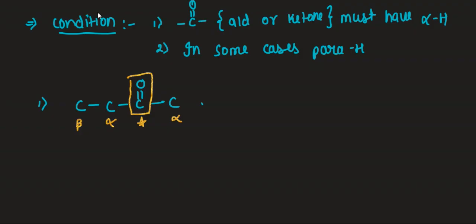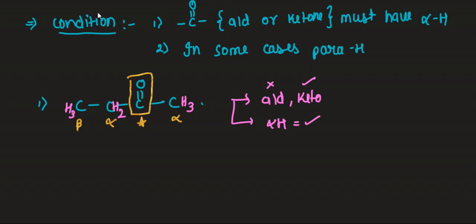You have to count the number of hydrogens. Here there are 3 hydrogens for this carbon, here 2 hydrogens, and here 3 hydrogens. So do you have alpha hydrogens? Yes. First of all, it is an aldehyde or ketone, and this is a ketone. The second condition: do you have alpha hydrogen? Yes, there is alpha hydrogen. That means this is going to show keto-enol tautomerism. Let us go for the next one.